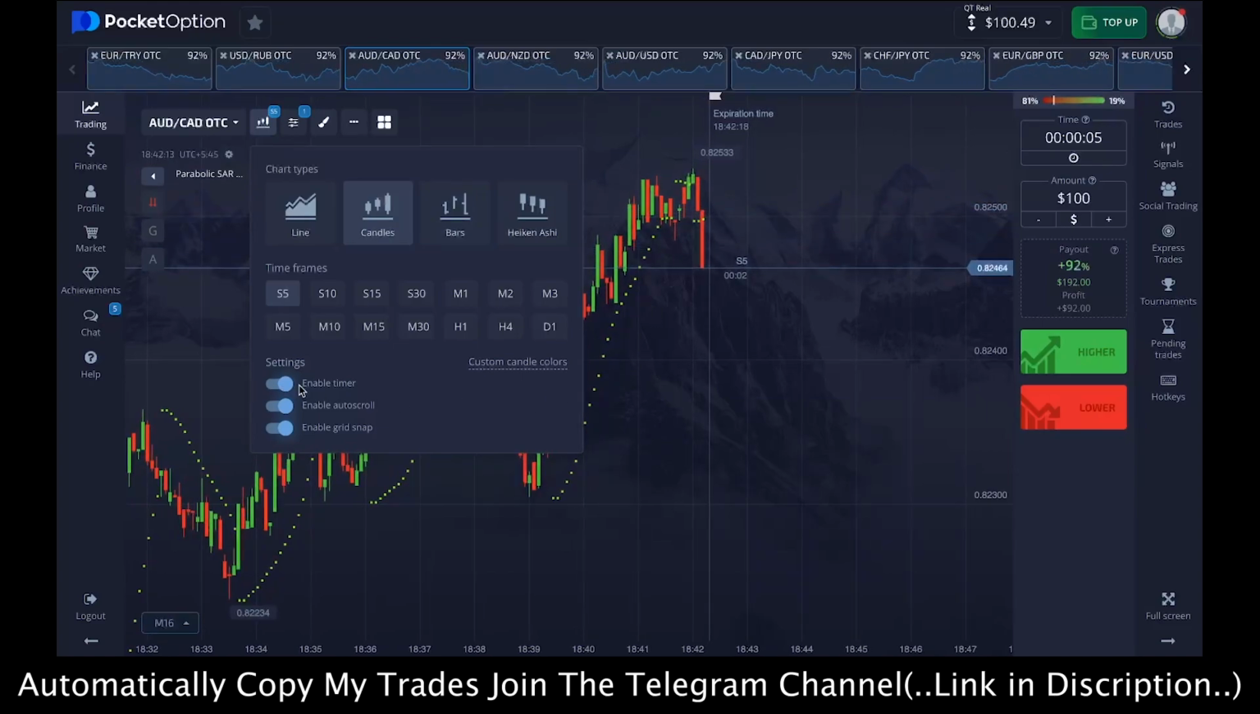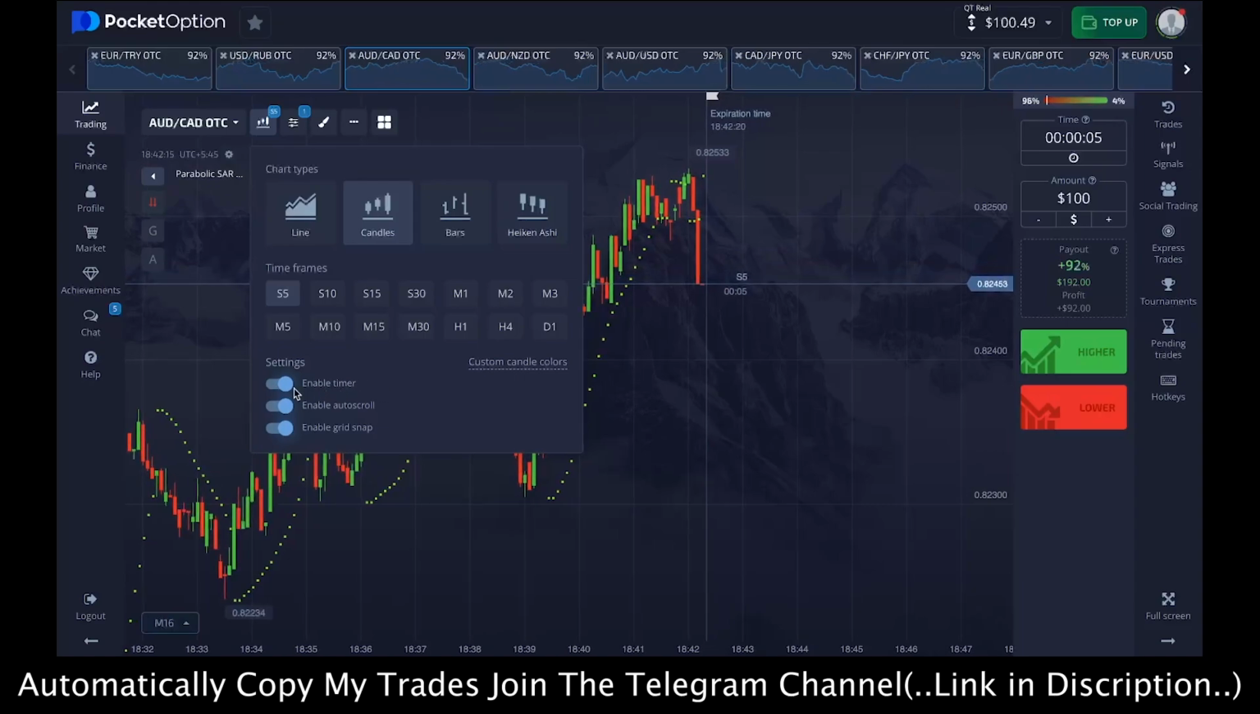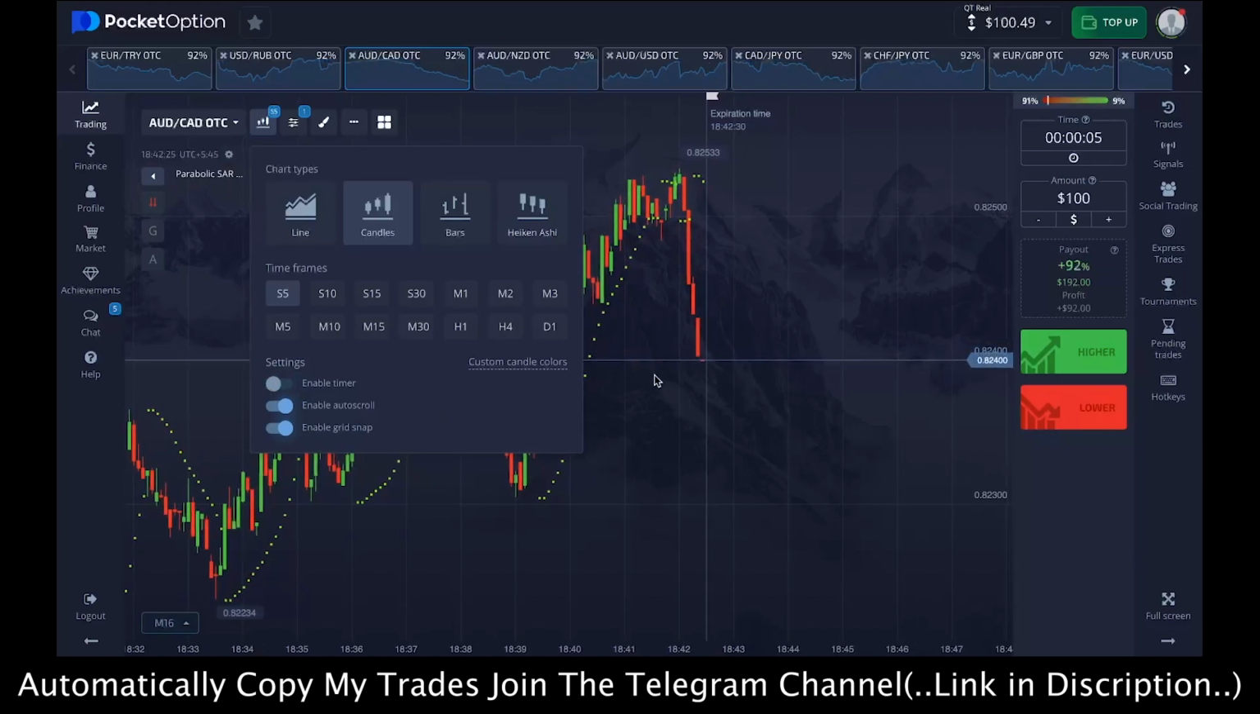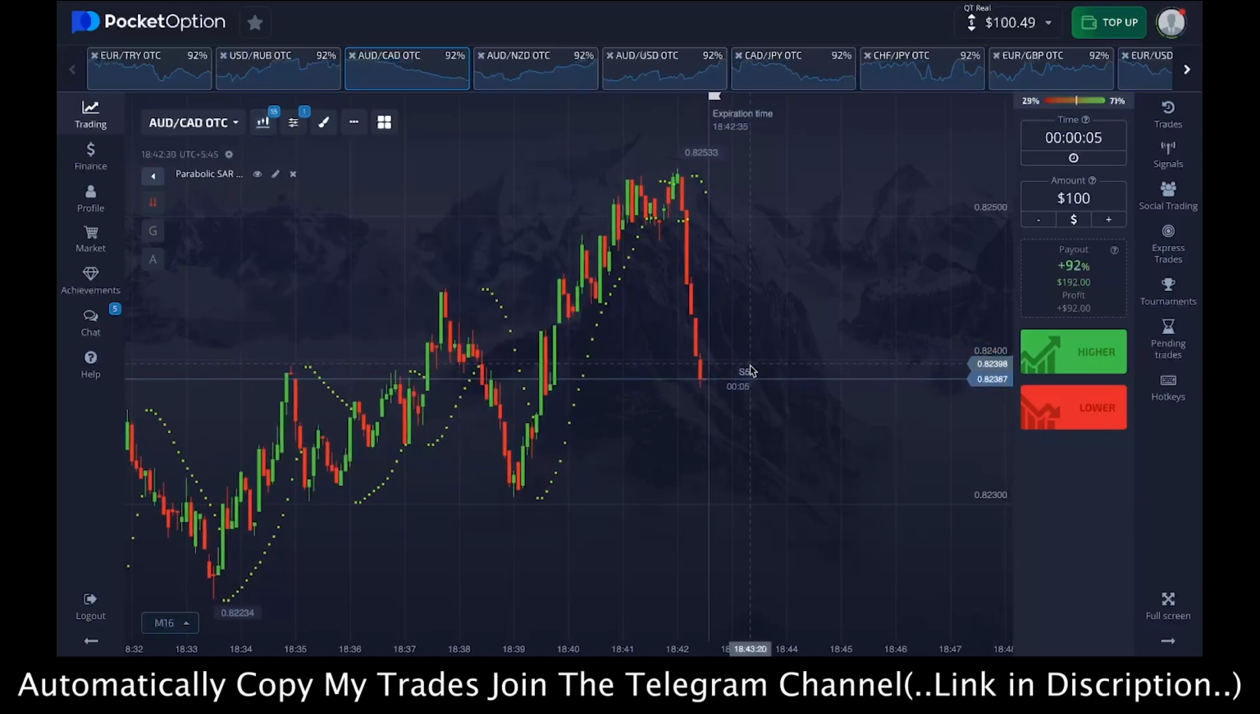Now in case this timer is not enabled, make sure to enable it, okay, if it is off, because it will show you this kind of timer so that it is easy on your eyes while you are making trades. If it is off, then this timer will not show here. So I would suggest you enable this timer.